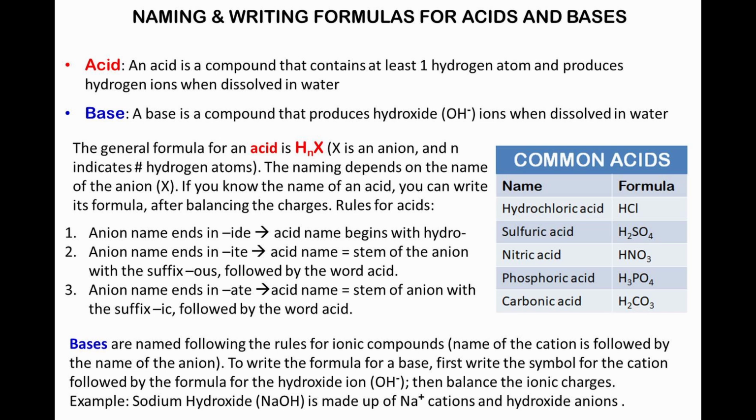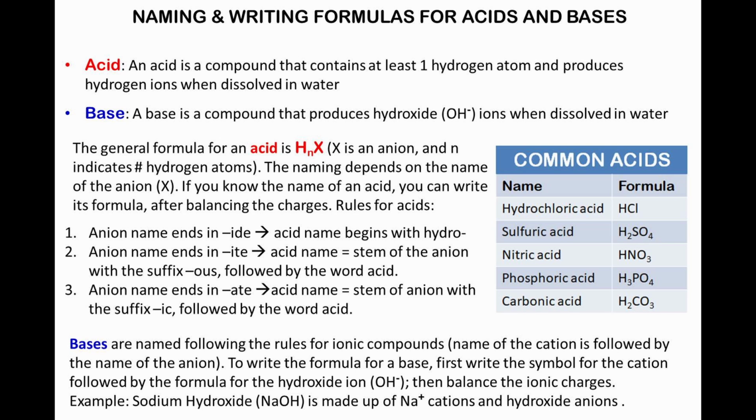If you know the name of an acid, you can write its formula, after balancing the charges. Here are some rules for acids. If the anion name ends in IDE, then the acid name begins with hydro. If the anion name ends in ITE, then the acid name is the stem of the anion with the suffix OUS, followed by the word acid. If the anion name ends in ATE, then the acid name is the stem of the anion with the suffix IC, followed by the word acid.